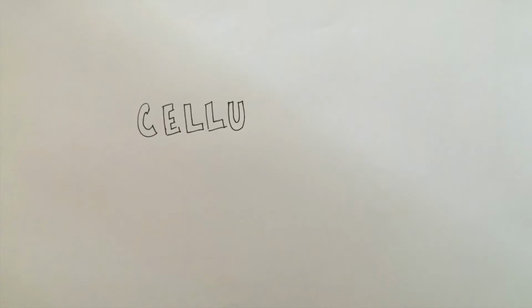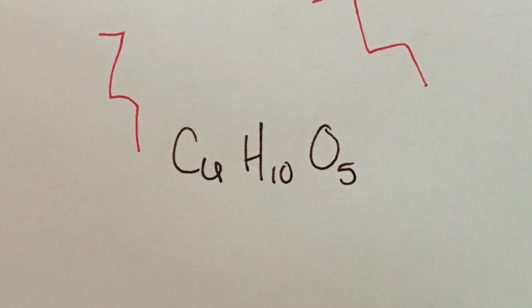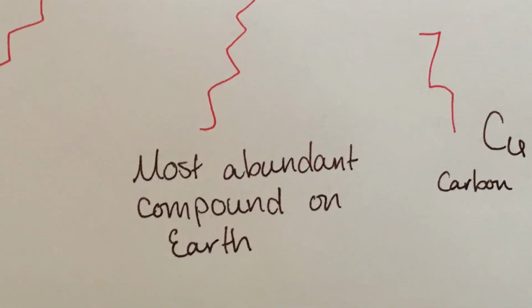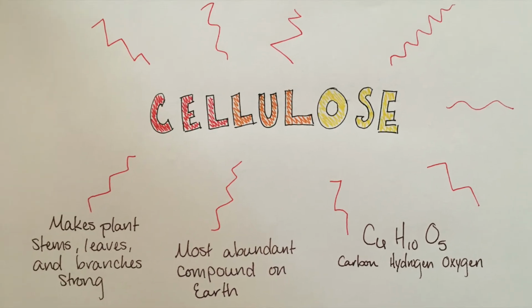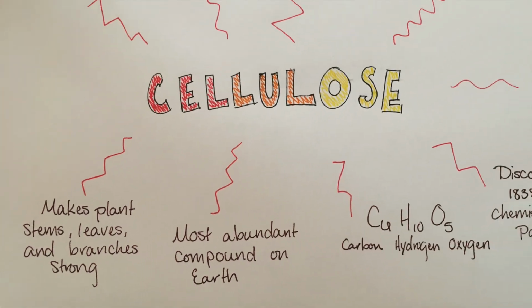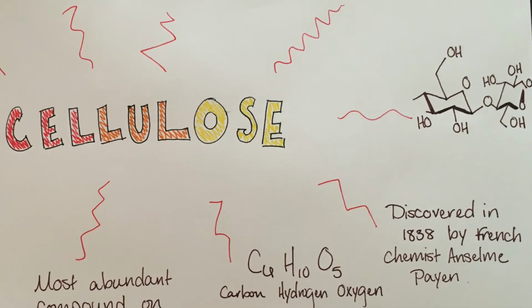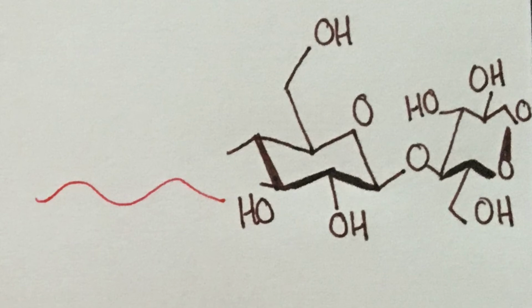Hey guys, it's Miss Isabel and I'm going to explain cellulose. Cellulose is a compound made of carbon, hydrogen, and oxygen. It is not an element itself, but it's made of 3 of these very important elements. It is the most abundant compound on Earth. Cellulose makes plant stems, leaves, and branches strong. It is the main substance in the walls of plant cells. It was discovered in 1838 by the French chemist Anselme Payen.